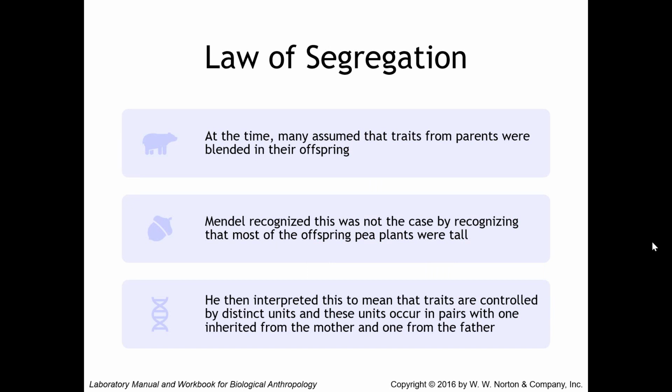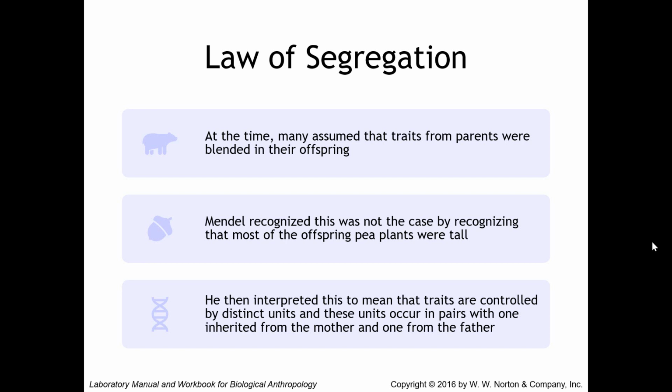At the time, many assumed that traits from parents were blended in their offspring. So what this meant was that if a tall pea plant and a short pea plant were bred, we would then expect their offspring to have an intermediate height, right? This was the assumption at the time. Mendel recognized that this was not the case, and he recognized that most of the offspring pea plants were tall.